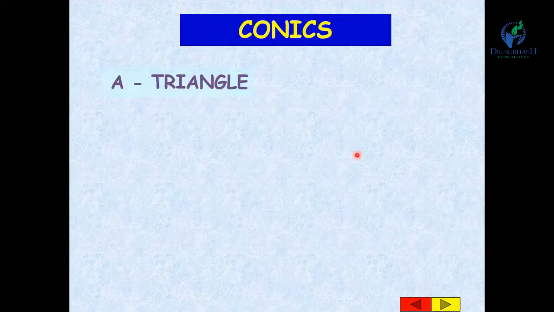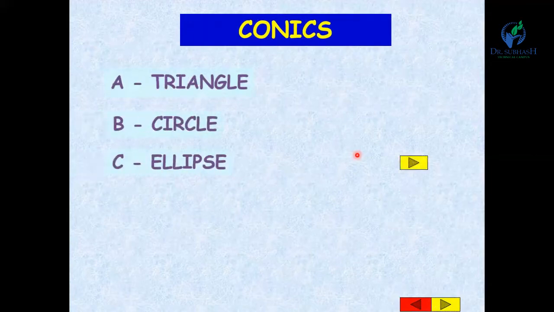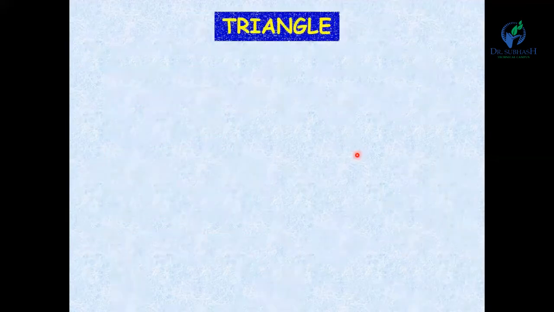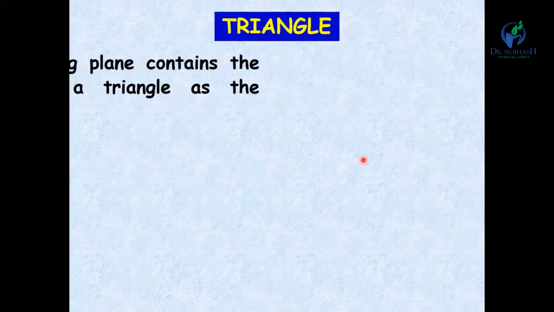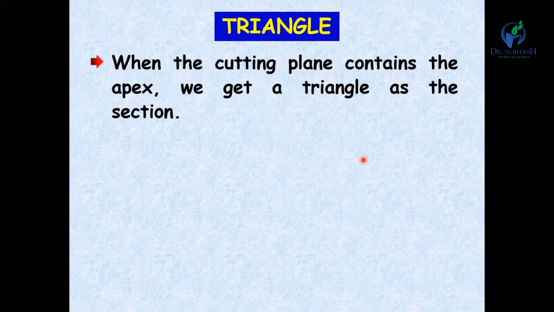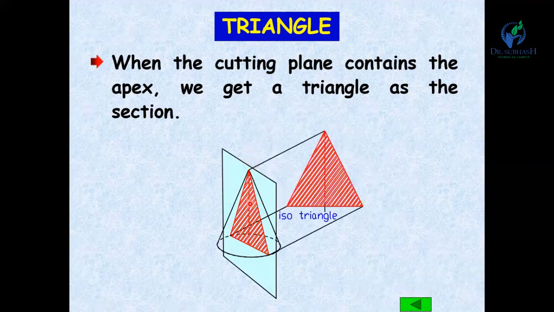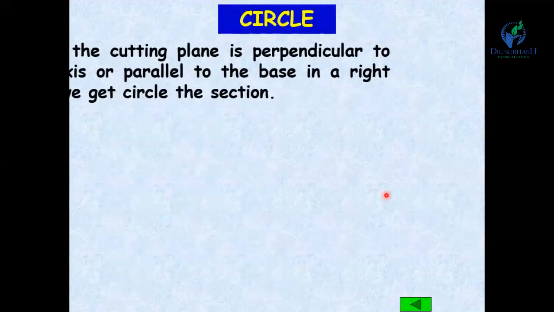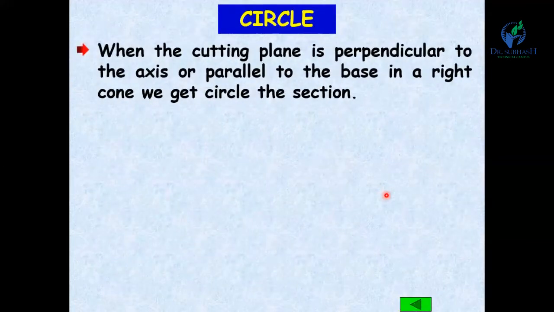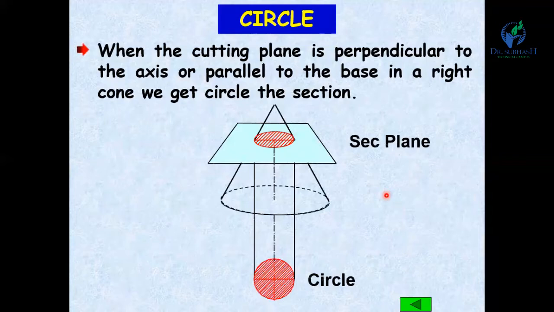The different conic curves are triangle, circle, ellipse, parabola, hyperbola. Now the first one is the triangle. When a cutting plane contains the apex, we get a triangle as a section. That means if the cutting plane contains the apex, meaning it is parallel to the axis and passing through the apex, then you will get the triangle as a curve. Circle, as we know earlier, if the cutting plane is parallel to the base and perpendicular to the axis, then you will get a circle as a curve.